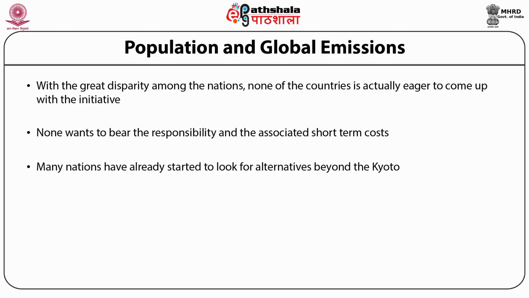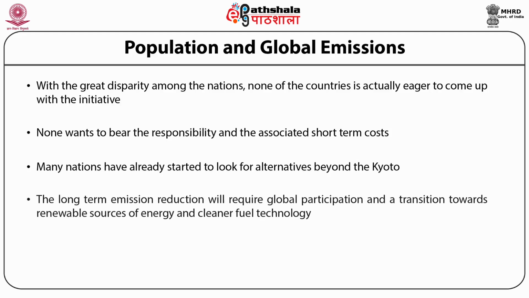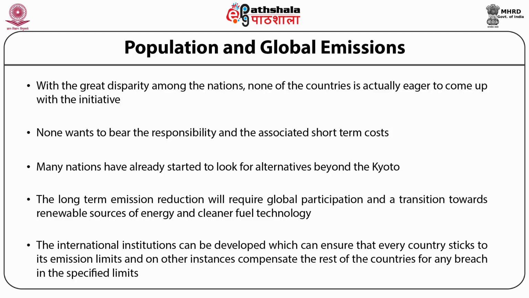Thus, many nations have already started to look for alternatives beyond Kyoto. The long-term emission reduction will require global participation and a transition towards renewable sources of energy and cleaner fuel technology. This is very much possible using a gradual process. International institutions can be developed which can ensure that every country sticks to its emission limits and, in other instances, compensate the rest of the countries for any breach in the specified limits.